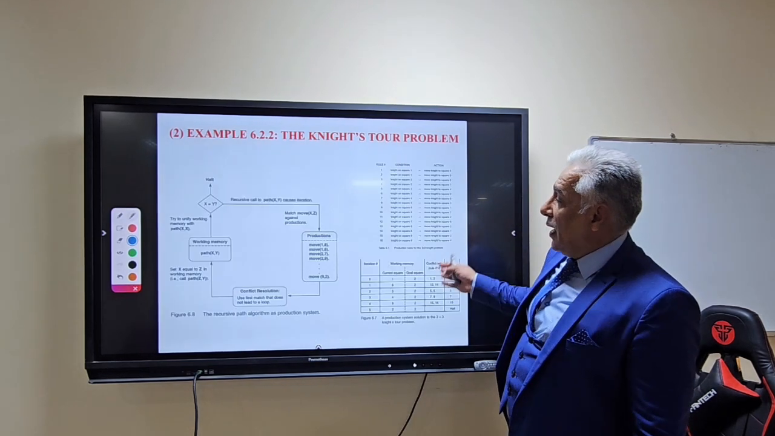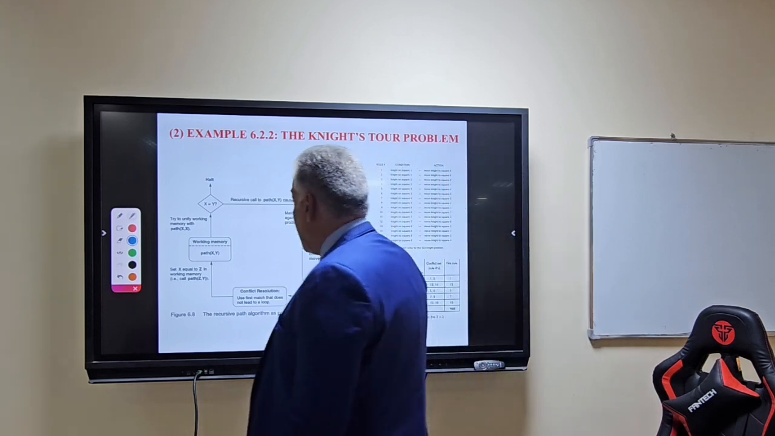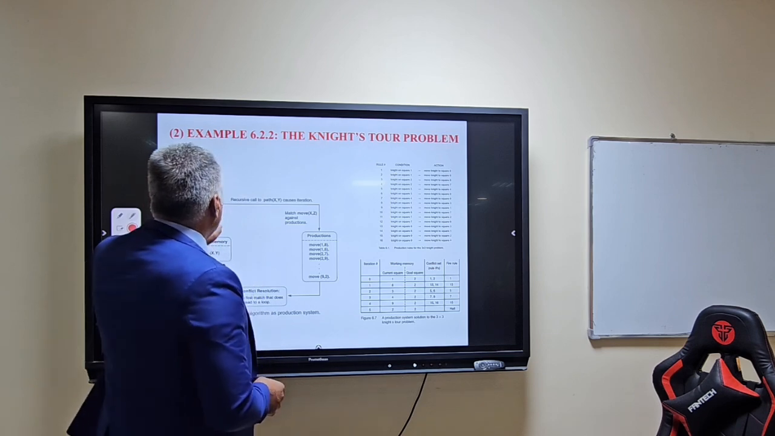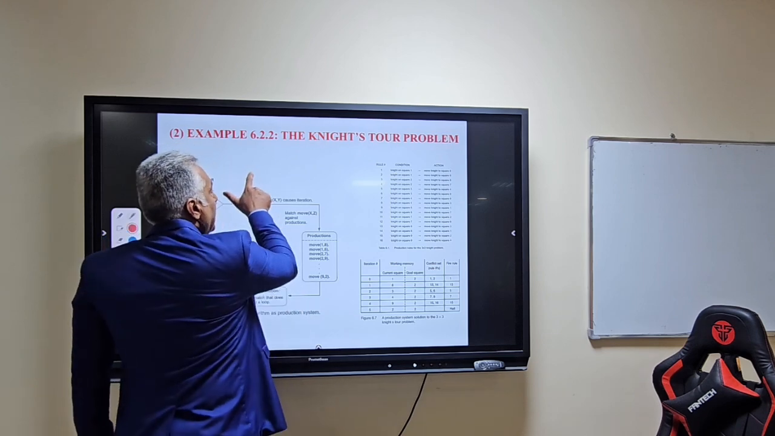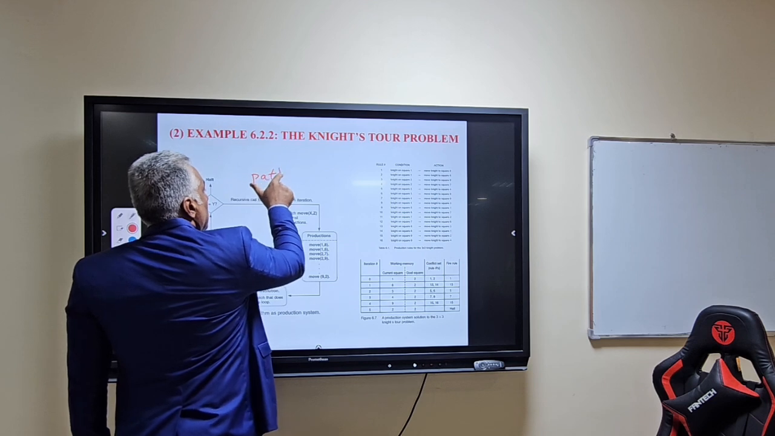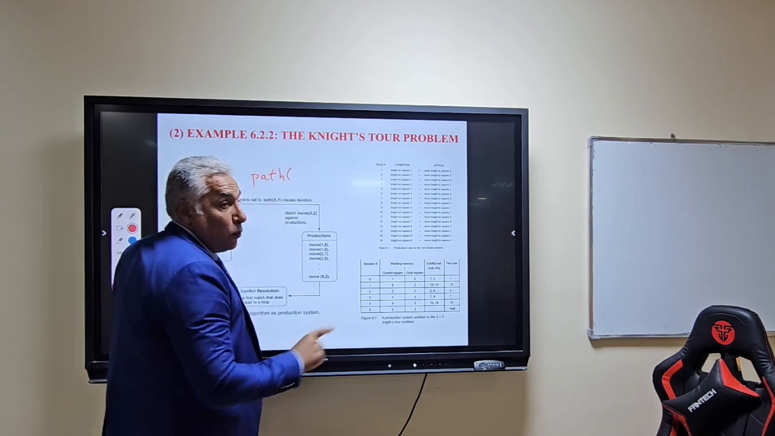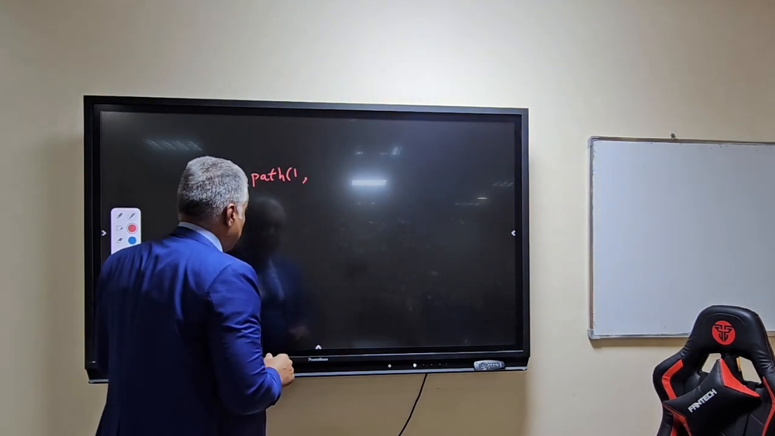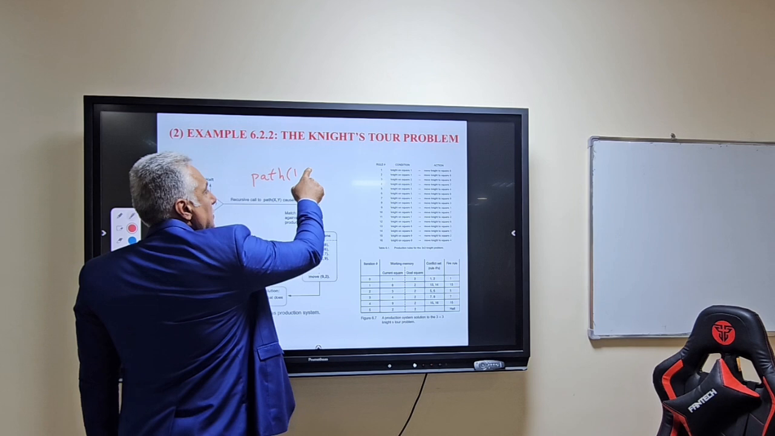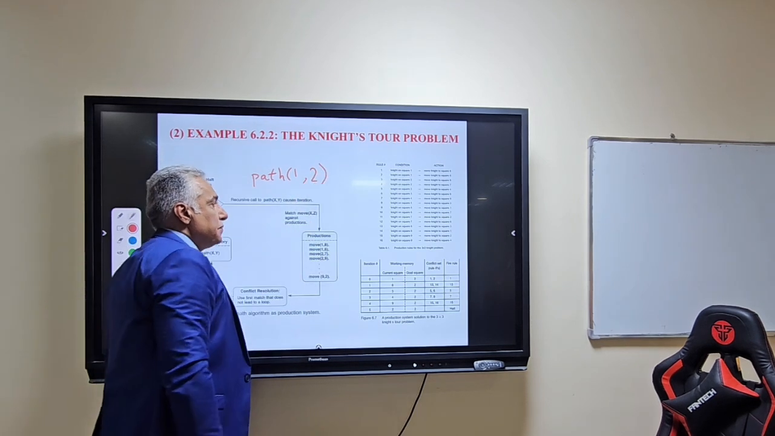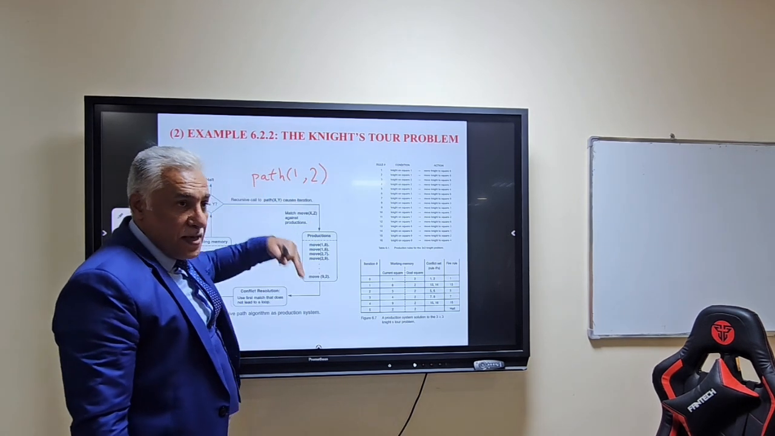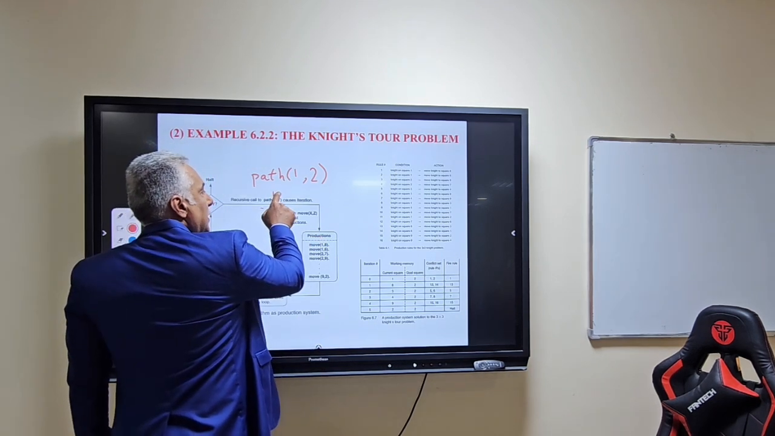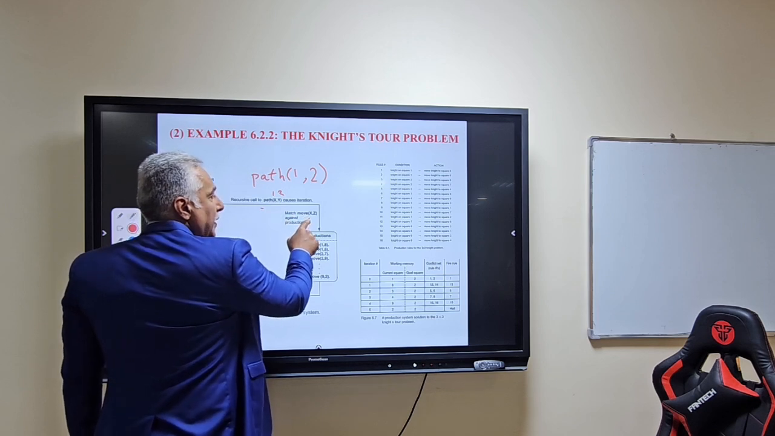For example, I will implement this. The first one will call path, where X will be 1 and the target will be 2. Now I will go through this process. Path X, Y, where X is 1 and this is 2. Here the move will be from 1 to Z.